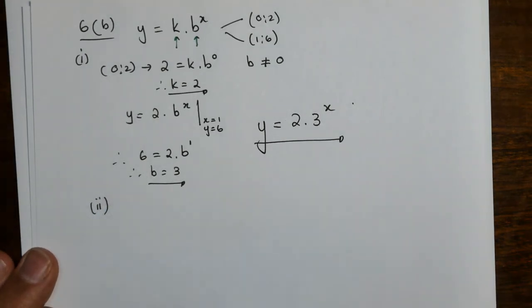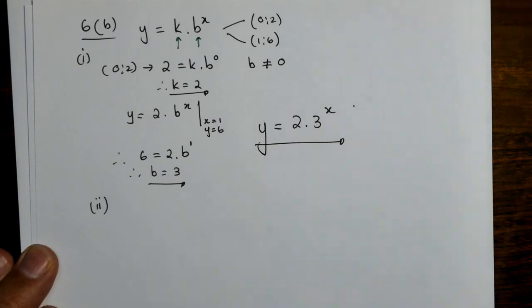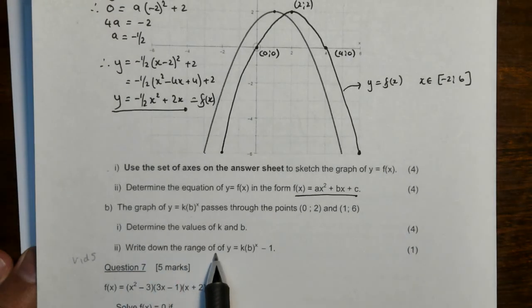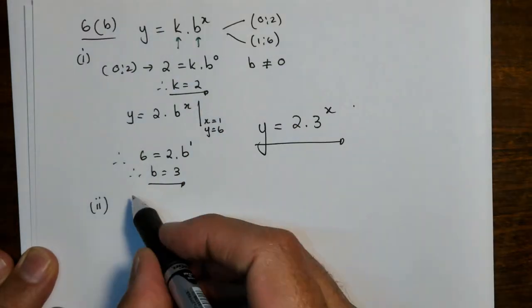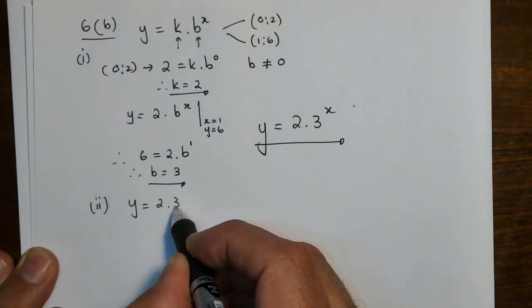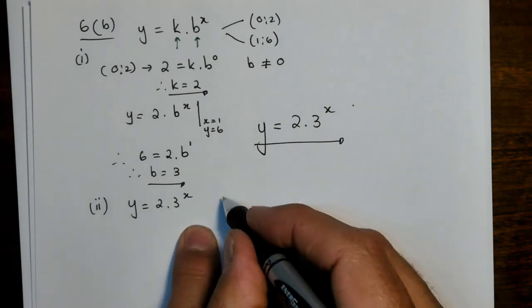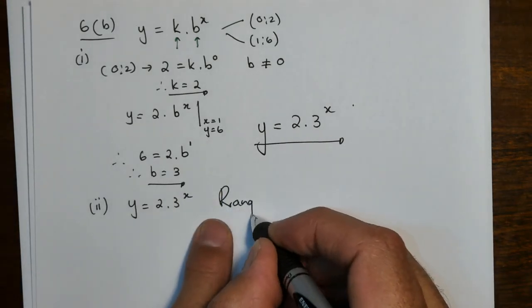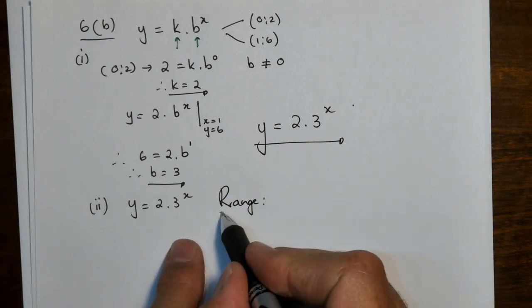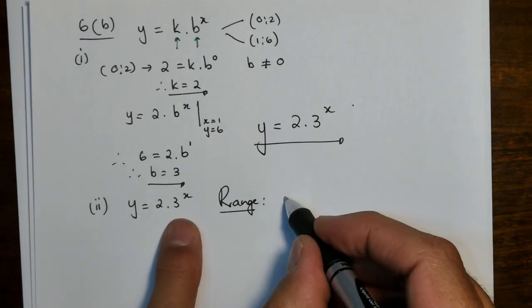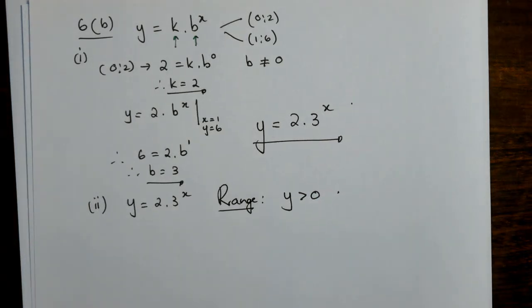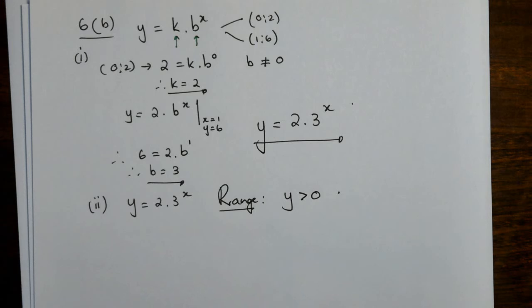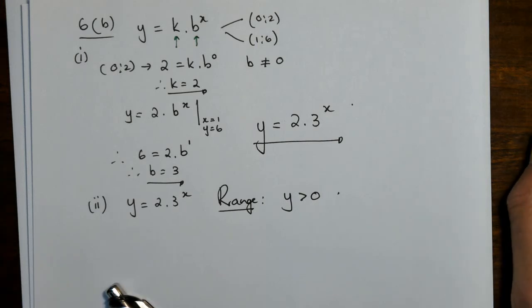For 1 mark, they add the following question. They say, write down the range of this new function for 1 mark. Now the function is y is equal to 2 times 3 to the x. The range talks about the y values. This is entirely positive, so y is bigger than 0. It cannot be 0 because then it crosses the x-axis. Okay, bigger than 0. And that's it. That takes care of question 6.